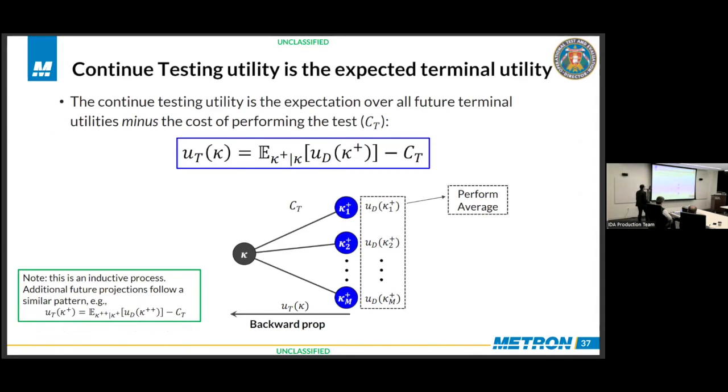And then we'll say, okay, let's say I conducted a test and now I make a terminal decision. I only do that one test. I will calculate the terminal decision utility for each of these kappas. And then I'll say the testing utility is the average of all these future utilities minus the cost of performing that test. And so that's how we define the continue testing utility: the average over these future states minus the cost of that test. And then we'll take that utility and back propagate it back to kappa.